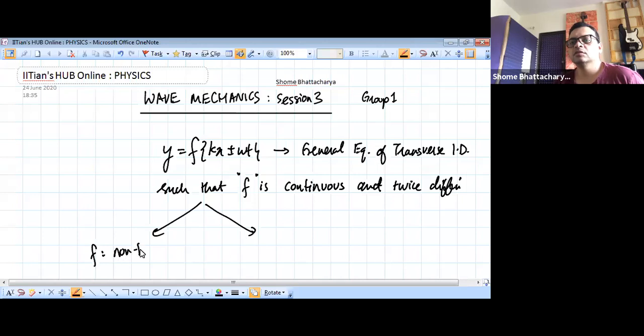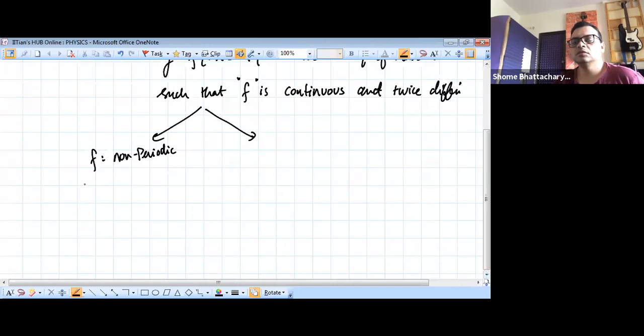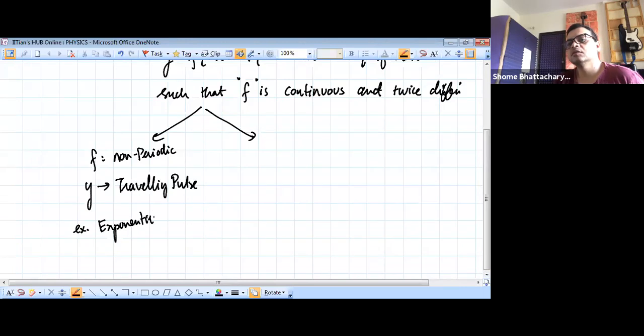Okay. And further, if the function is non-periodic, then what the wave equation represents here is a traveling pulse. Okay. So the examples were the exponential pulse and the hyperbolic pulse. And you have seen the formula of these functions.